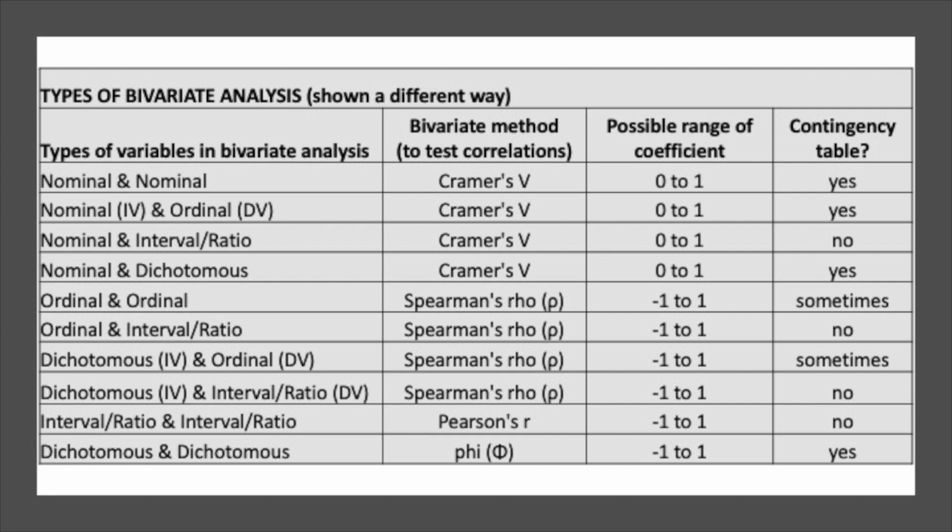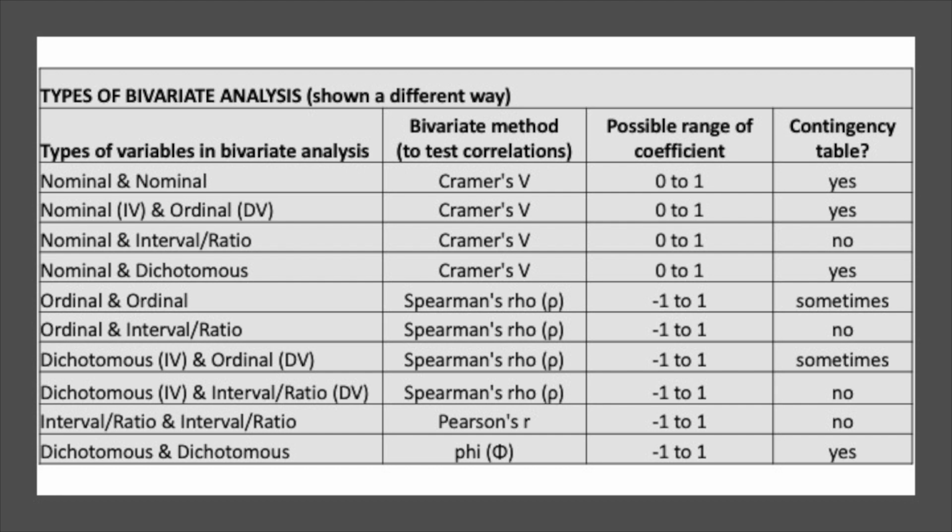The reason for that is our nominal variables don't have an order, right? And if we don't have an order, then what would a negative correlation mean? It's just telling us that the possible range is 0 to 1 and doesn't really tell us anything about the direction of the correlation, because one of our variables doesn't really have any direction, right? So for all Cramer's V tests, the possible range of the coefficient is 0 to 1.